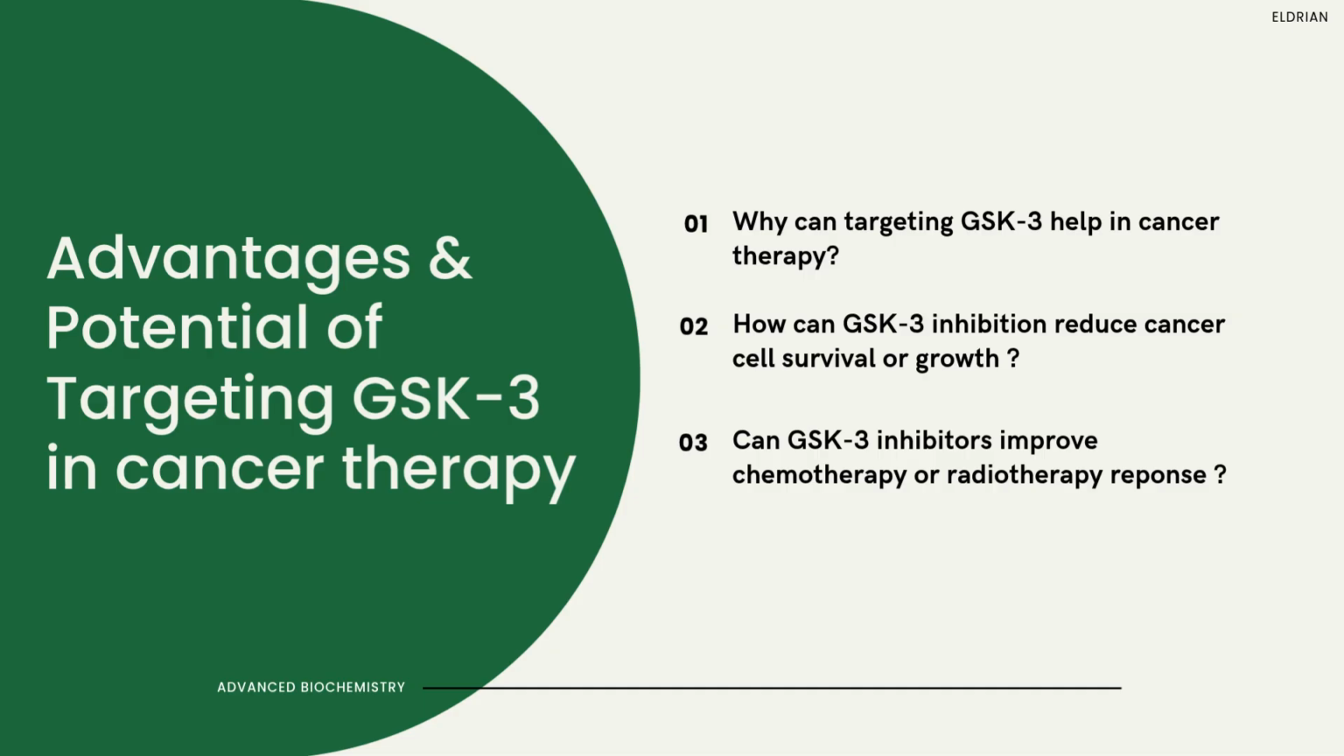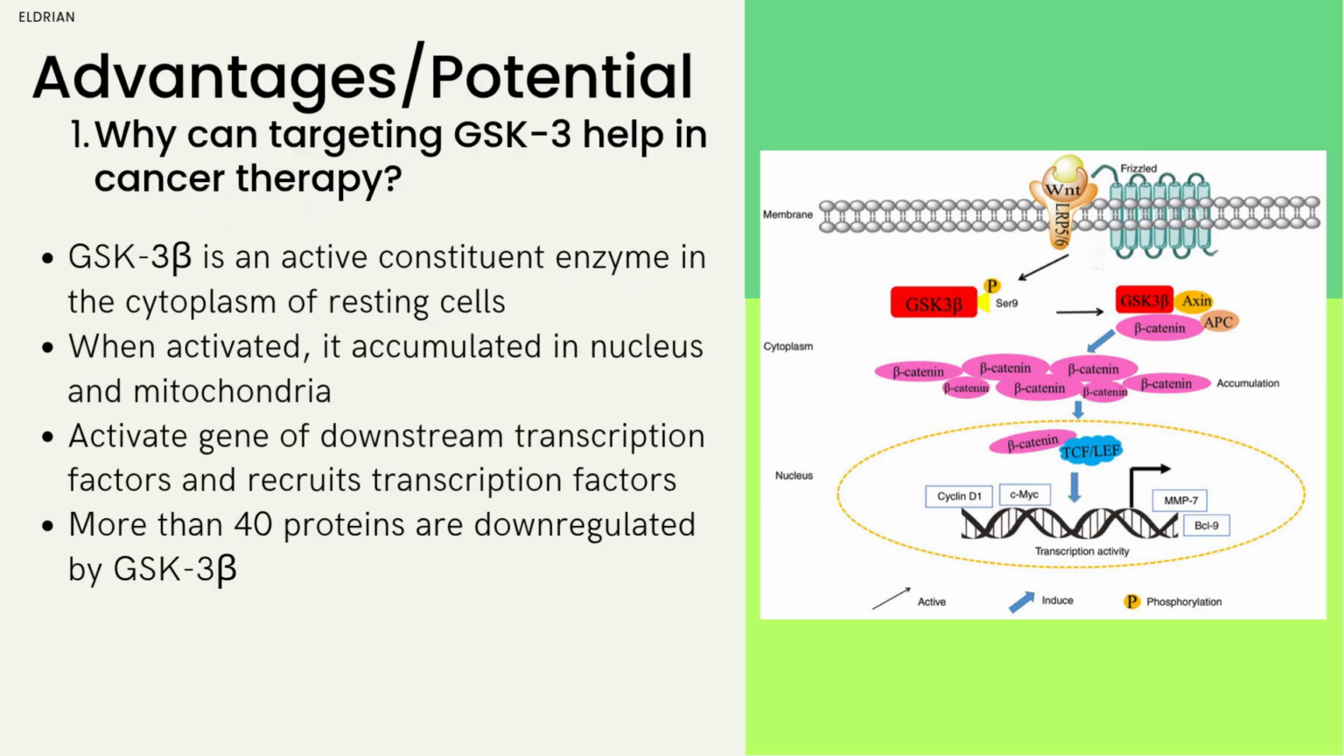Now we will look into the advantages and potential of targeting GSK-3 in cancer therapy. To understand a little bit more about this topic, we will look into three main questions. First, why can targeting GSK-3 help in cancer therapy? Second, how can the inhibition of GSK-3 help to reduce cancer cell growth or survival? And third, can a GSK-3 inhibitor actually improve chemotherapy and radiotherapy response? So, why can targeting GSK-3 help in cancer therapy?